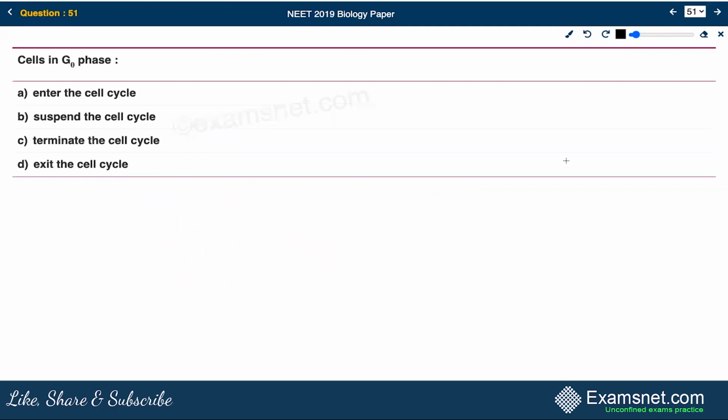All right. Now question number 51 says, cells in G0 phase. Let me tell you about the G0 phase first. The G0 phase is actually considered to be the quiescent phase.